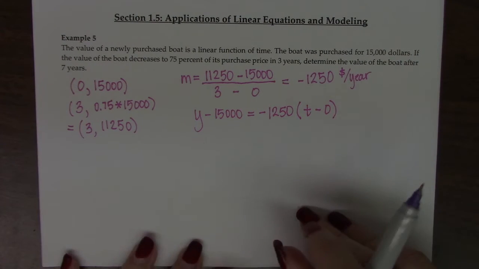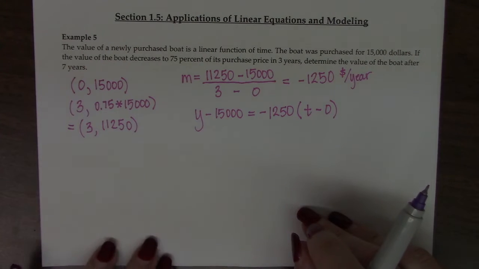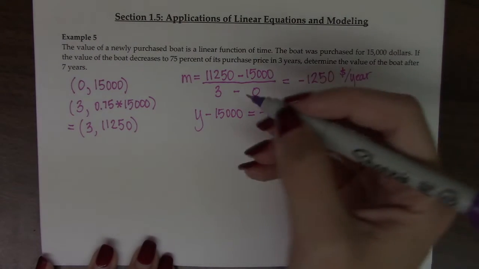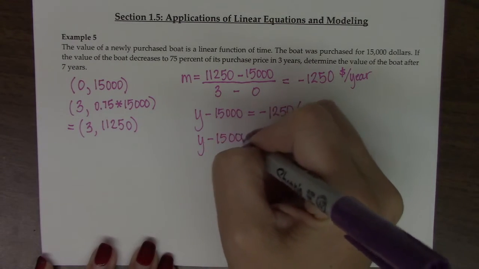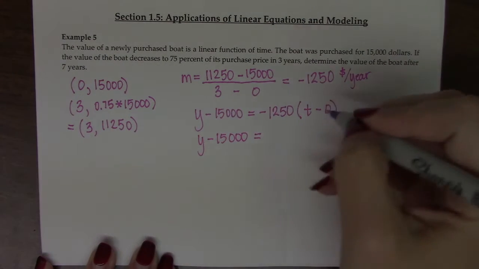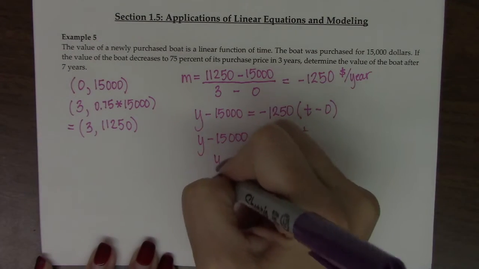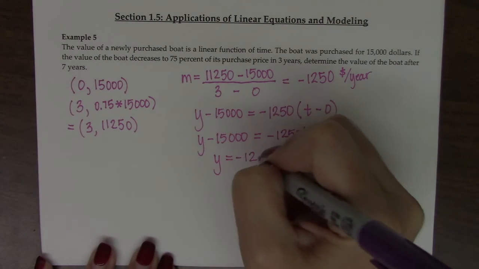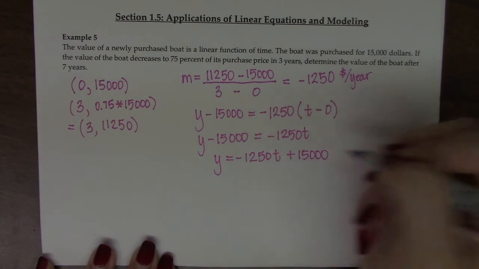The only reason I renamed x as t in this problem is that it was time, but you could technically call it anything you want because they didn't specify the names of the variables. If I multiply this out, it's quite easy. The right side is just negative 1250t. So y equals negative 1250t plus 15,000.